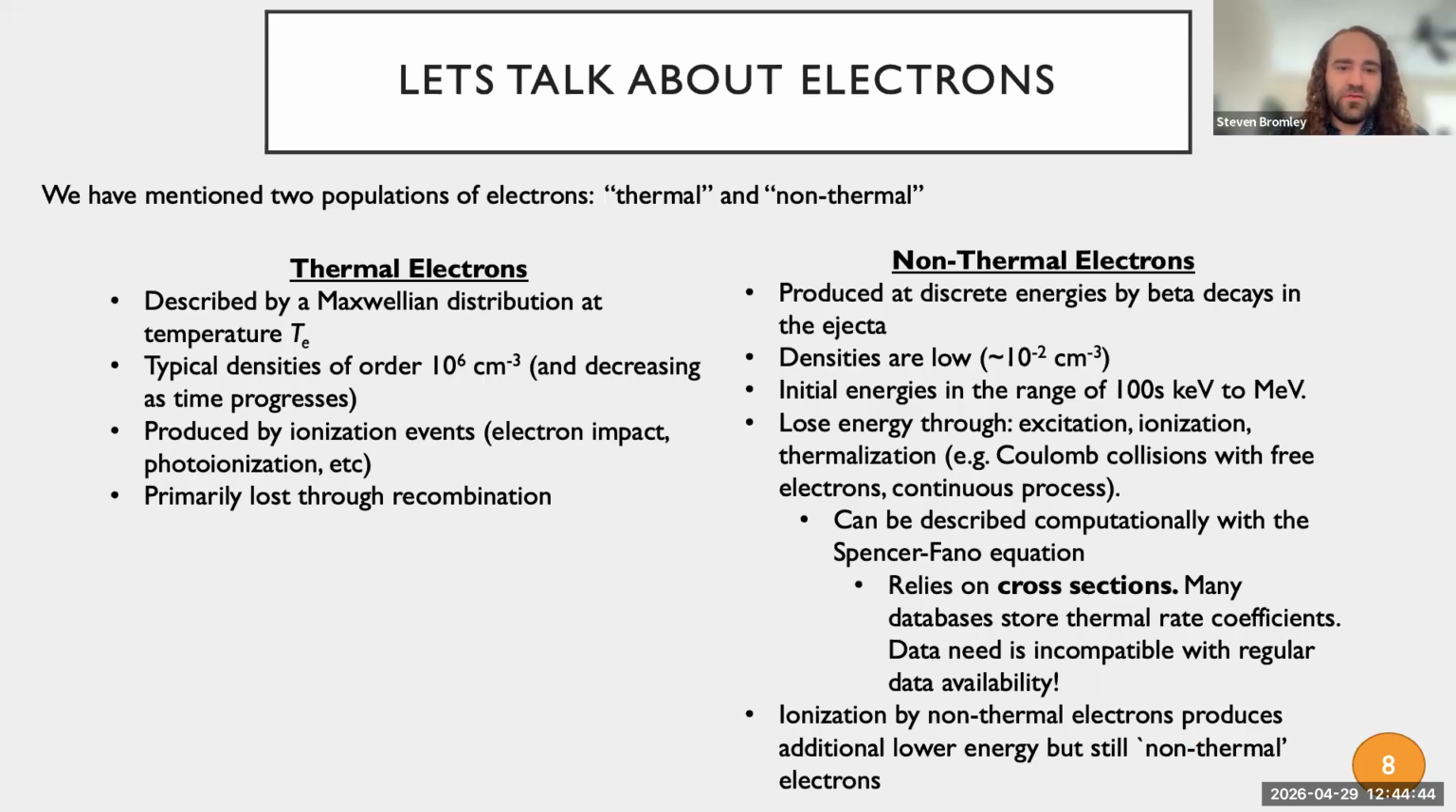These are produced at very high energies, on the order of hundreds of keV to MeV. These are the result of beta decays in this very radioactive ejecta. And while their densities are very low, on the order of 10^-2 per cubic centimeter, so we have about an 8 order of magnitude difference between these two populations, these non-thermal electrons deposit a lot of their energy through exciting the plasma, through ionizing things, and through heating the thermal electron population. I won't go into it in any detail, but the evolution of these non-thermal electrons can be described by the Spencer-Fano equation.